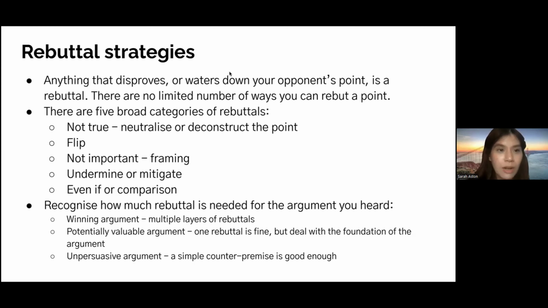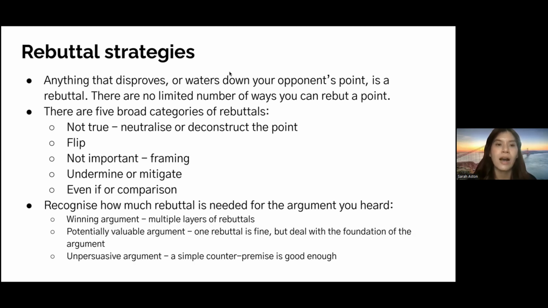So the most popular and the most common one is for you to basically prove why the particular things that were said are essentially not true. This is the way that you're able to neutralize or, for example, deconstruct the point. The second thing that you can do is just flip their point.